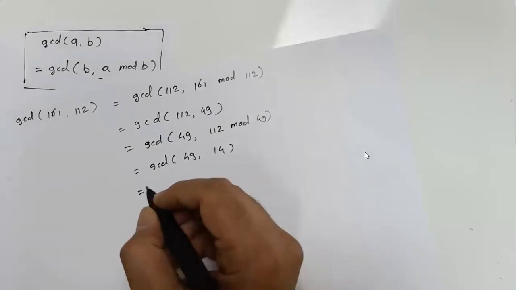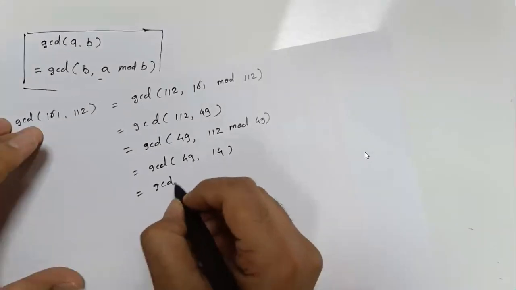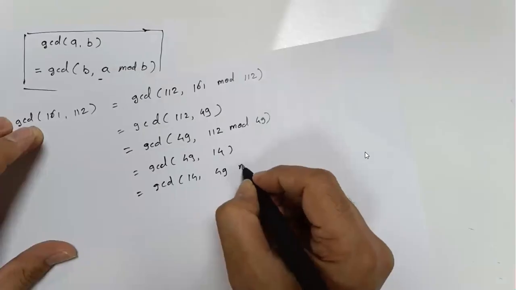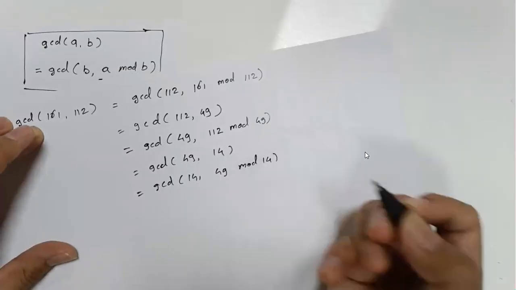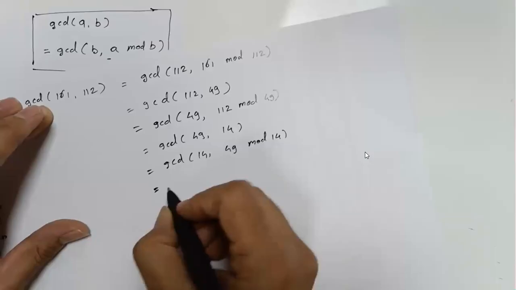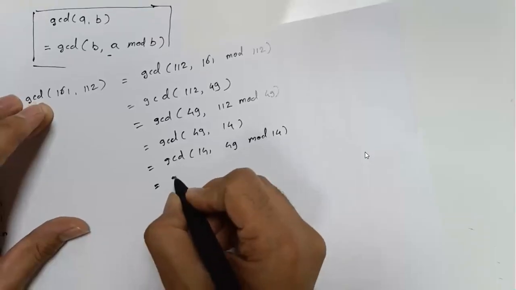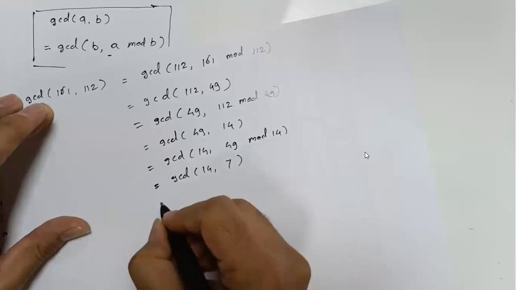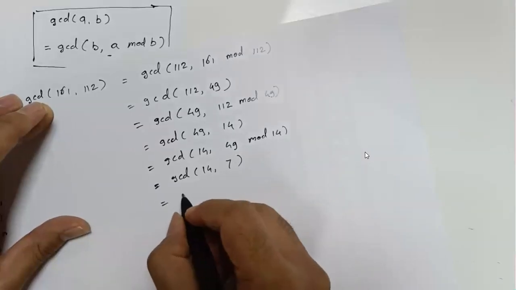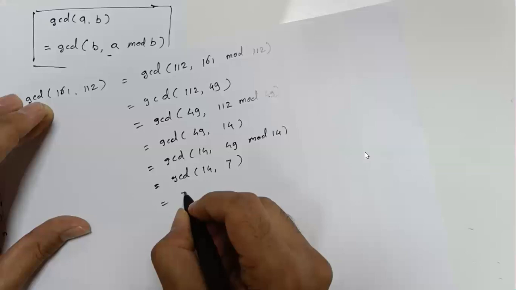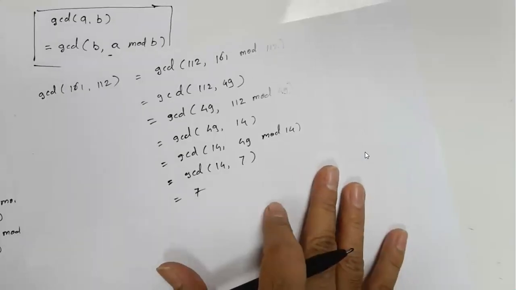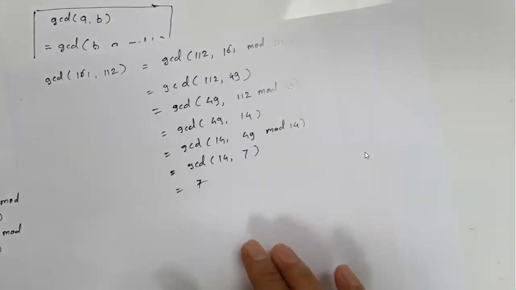So the next step is GCD of 14, 49 mod 14. What will be that? GCD of 14, 7. And that will be 7. Right. So this is your answer, and this is how you solve the problem.